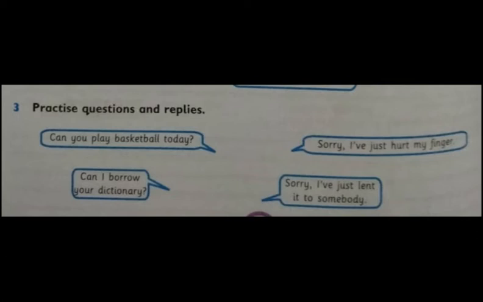The second one is, can I borrow your dictionary? Sorry, I have just lent it to somebody. In the same way, we can say, can I borrow your ruler? Can I borrow this book? Can I use your computer? Can we go to the park? Can you go for boating? Can you come for swimming?